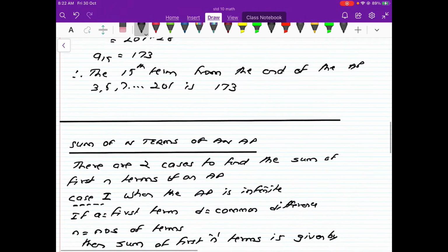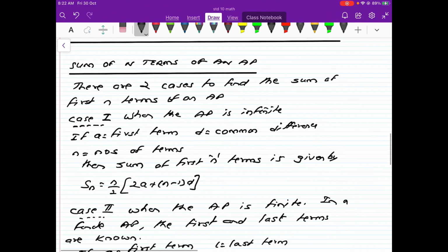So the next topic for us is the sum of n terms. Sum of n terms means we have to add up all the terms. Before this we were just finding which is the nth term, and which is the nth term from the end. Now we come to a stage where we should know the sum of all the terms, any number of terms of an AP. In this case we should remember that APs are of two types, one is infinite and one is finite.